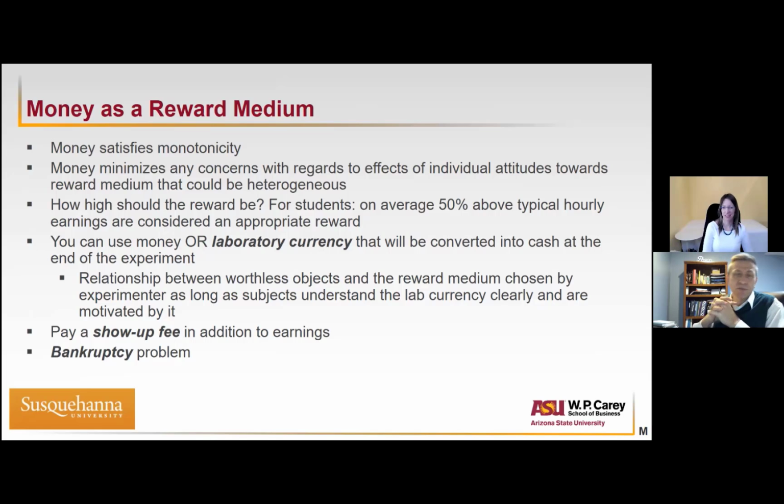I know others who have labs might be saying, okay, here's your currency and it converts to cash at the end. But I've never used that. So if you can earn things, there are experiments where participants can earn money throughout. In many ways, the show up fee is separate from that, right? Participants need some amount of money to be induced to show up.